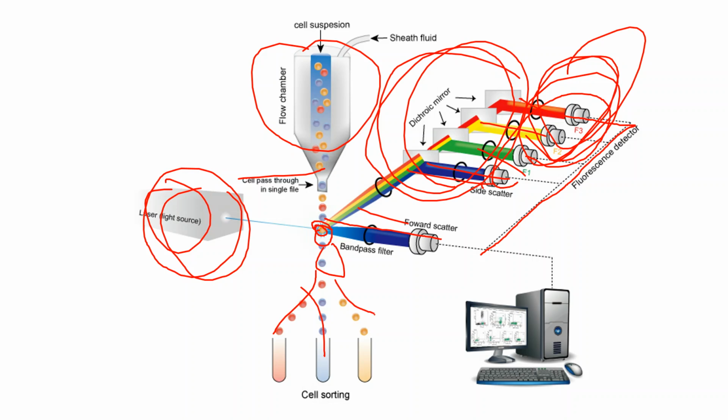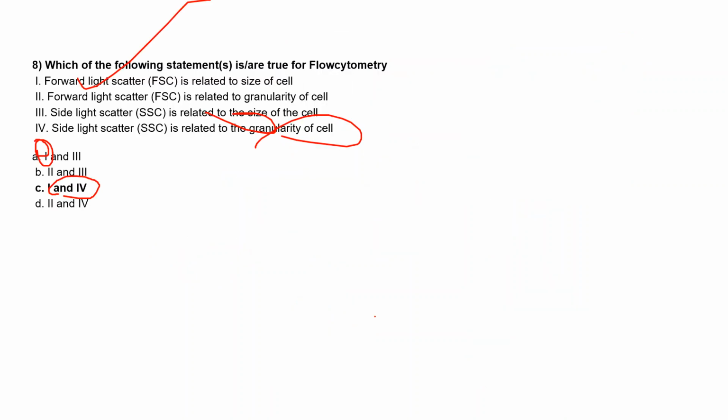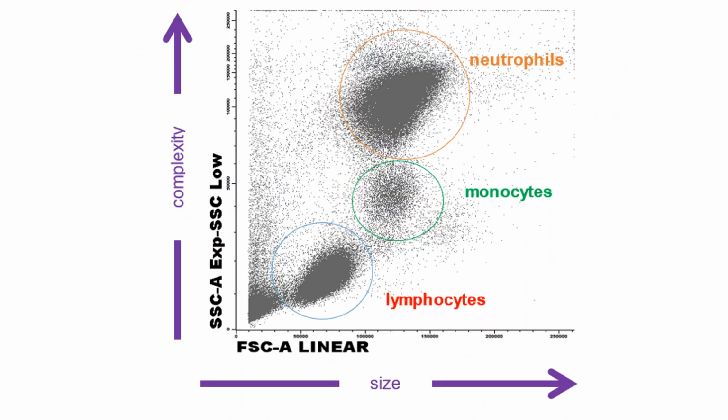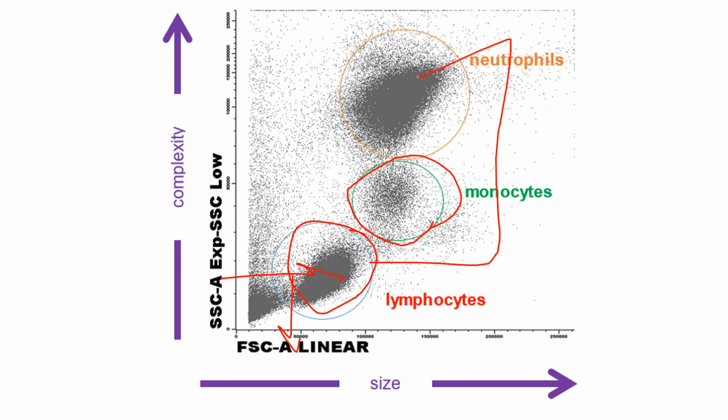If you want to sort the cells on the size basis, here we can see how it works. We know that lymphocytes have a very small size and very little complexity. Then monocytes come between the lymphocyte and neutrophil. Monocytes have a medium size and medium complexity, and neutrophils, we know, have a very big size and even the complexity is high.